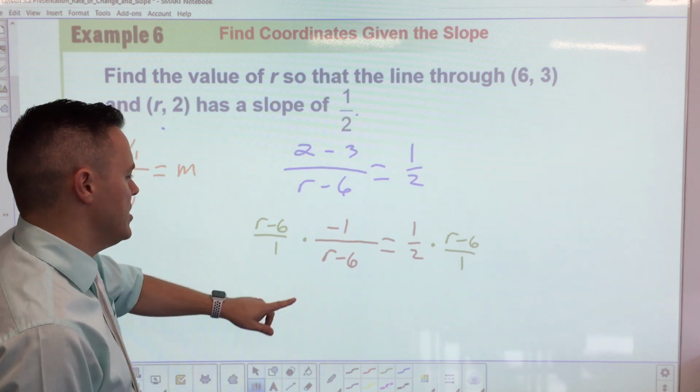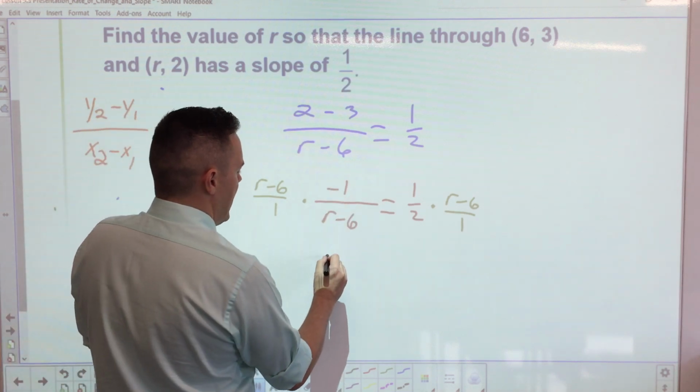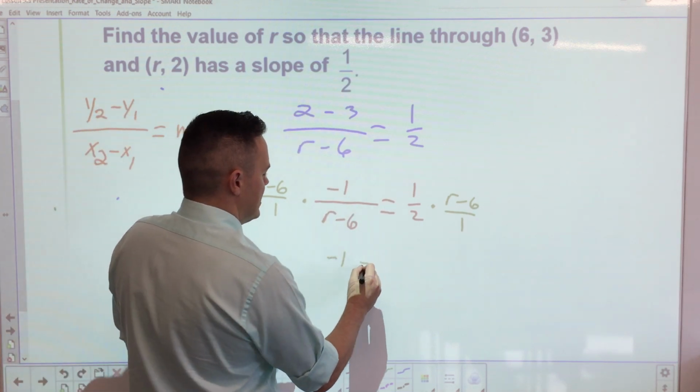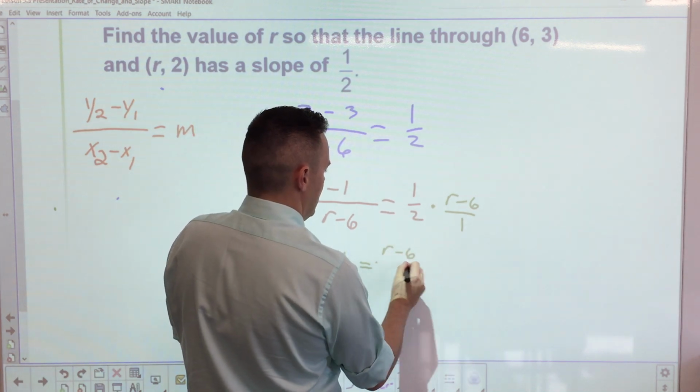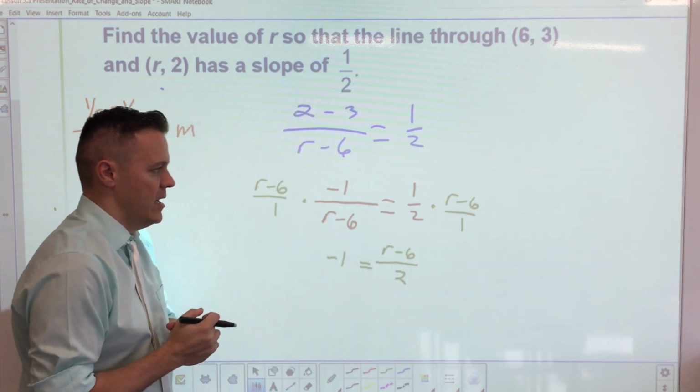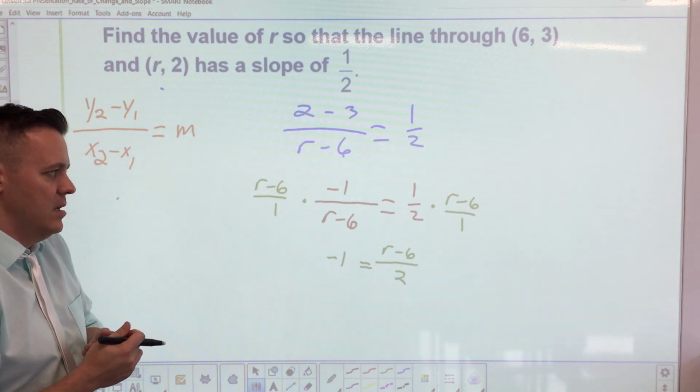Okay? Now, the question is just leave it like that. Okay? So what's left behind? What's left behind is a -1. And that's going to equal r minus 6 over 2. Just like that. Now, ladies and gentlemen, what do you think the next step would be?